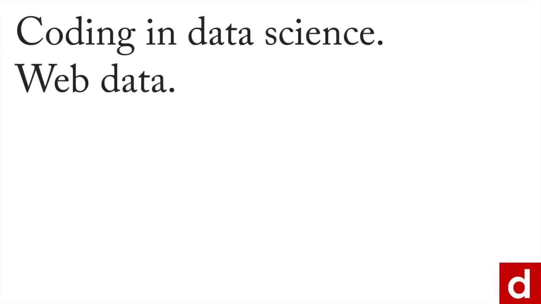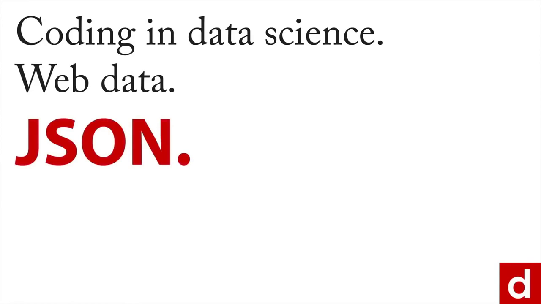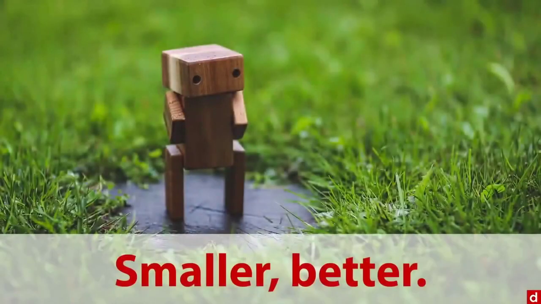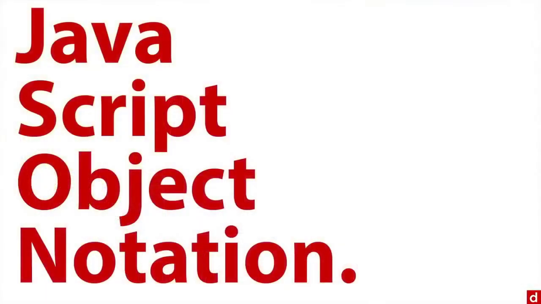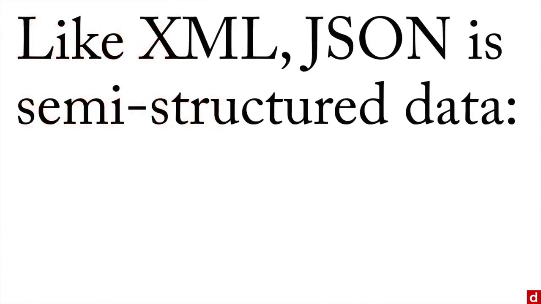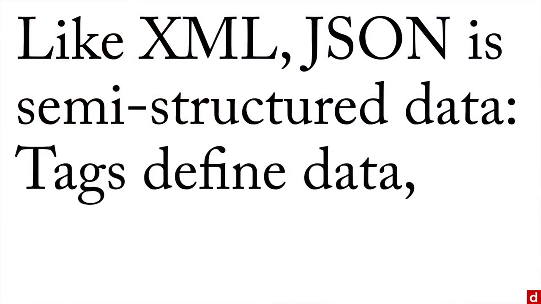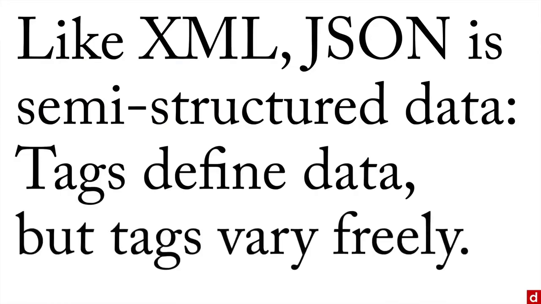The last thing I want to mention about coding and data science and web data is something called JSON. And I like to think of it as a version of smaller is better. Now, what JSON stands for is JavaScript Object Notation, although JavaScript is supposed to be one word. And like XML, JSON is semi-structured data. That is, you have tags that define the data so the computer knows what each piece of information is. But like XML, the tags can vary freely. And so there's a lot in common between XML and JSON.